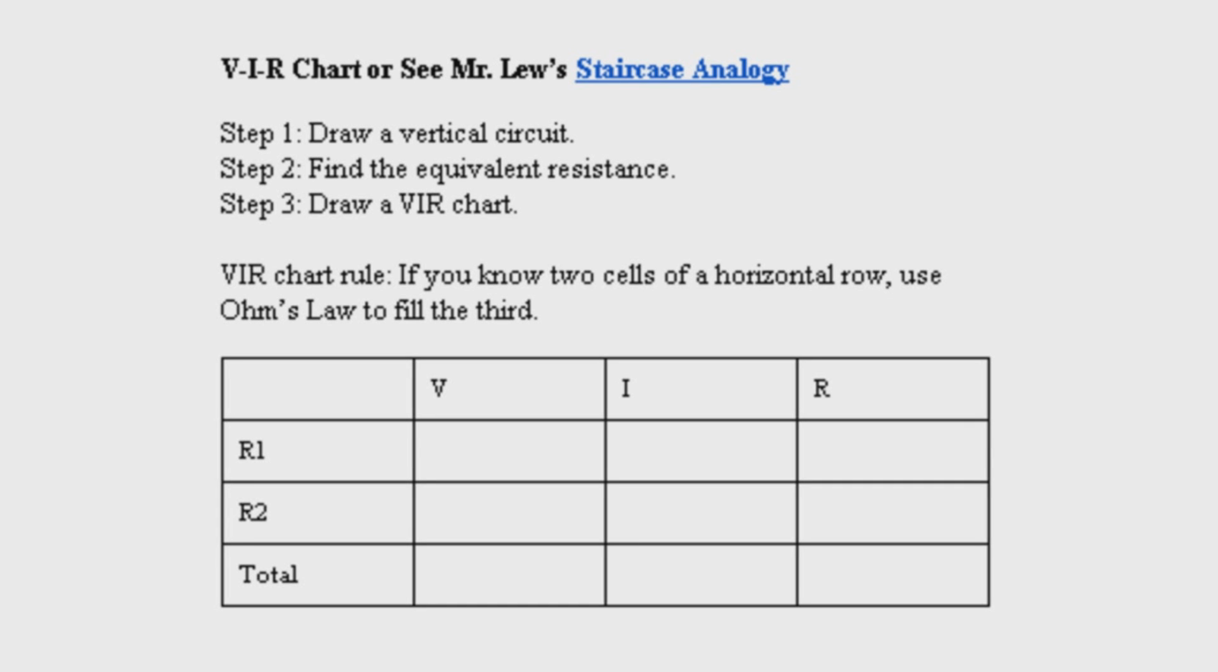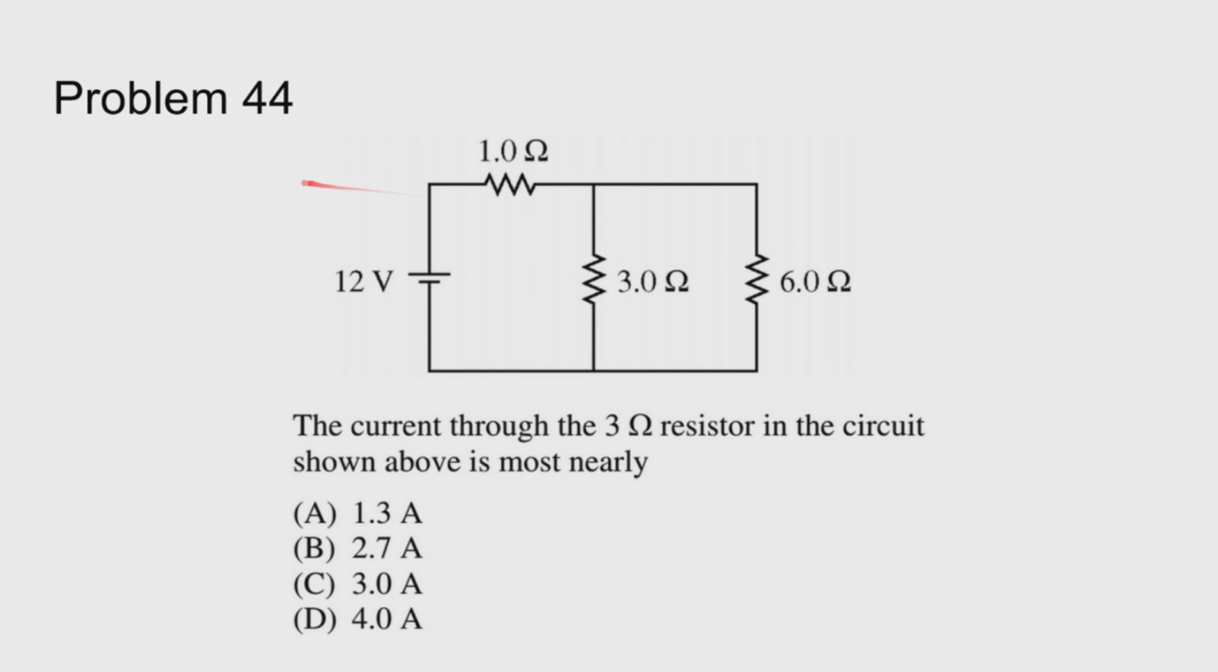My algorithm was the VIR chart, and I will go through each of these steps and explain how to do each and every one. I'll also explain how I found every single value in every single slot of the VIR chart. I was assigned problem 44, and the question is, what is the current of the 3 ohm resistor?